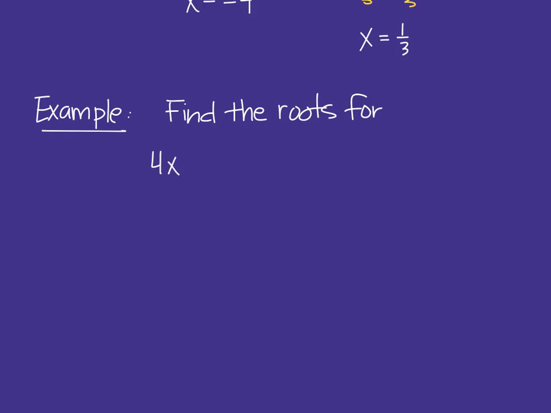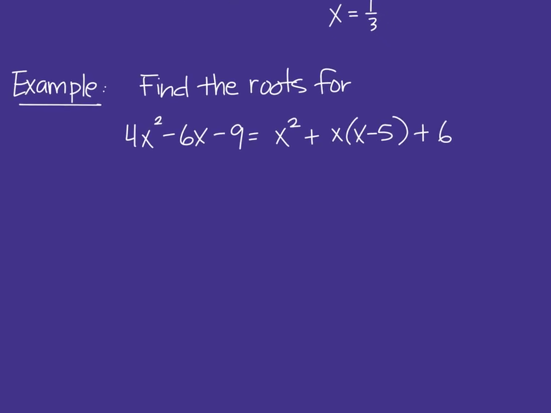Okay, this one is 4x squared minus 6x minus 9 equals x squared plus x times (x minus 5) plus 6. Okay, it looks terrible. I wanted you to see kind of the hardest one that would be on the homework, which would be something like that.